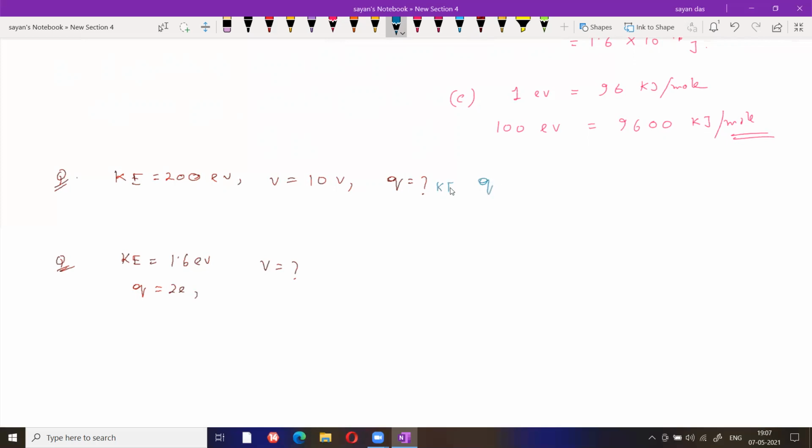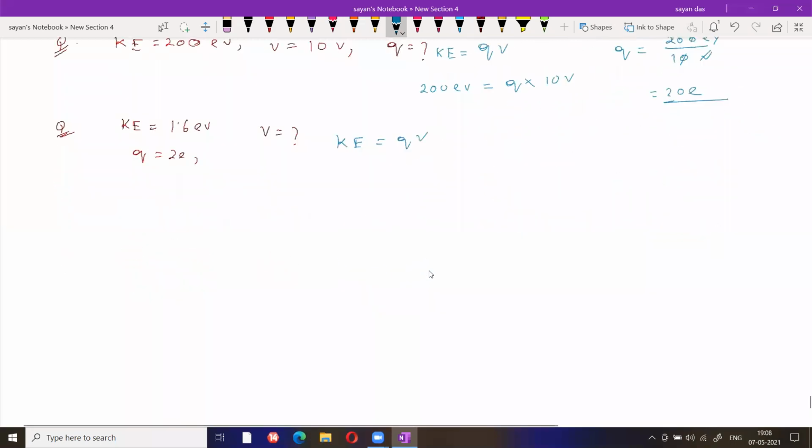0.8, sir. Very good. Kinetic energy, we all know, is Q into V. Kinetic energy value is given as 200 eV, you have to find out Q, and V is given as 10 volt. Now what is Q? Q is 200 eV by 10 V, so it becomes 20. Same type of question: kinetic energy equals Q into V. Now kinetic energy value is 1.6 eV and Q value is given as 2e. What is the value of V? V equals 1.6 eV by 2e. It becomes 0.8 V.